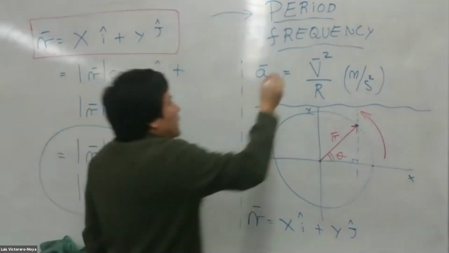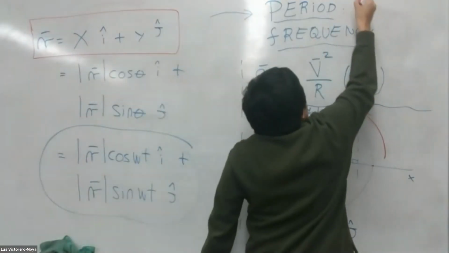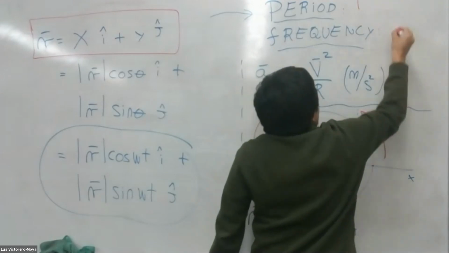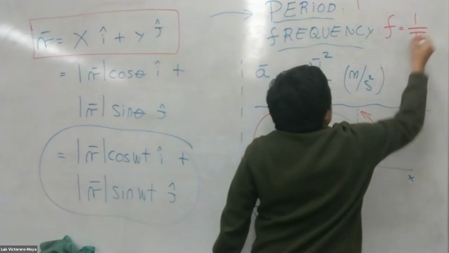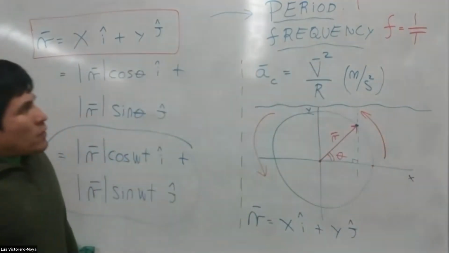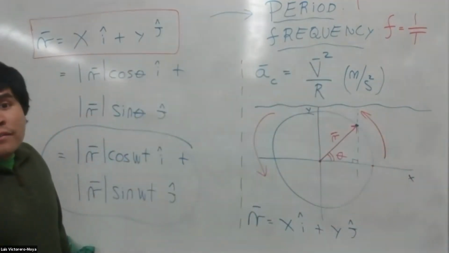So let's not forget period. And what's frequency, by the way? Frequency f is equal to the inverse of period. The unit for frequency is 1/seconds or hertz.